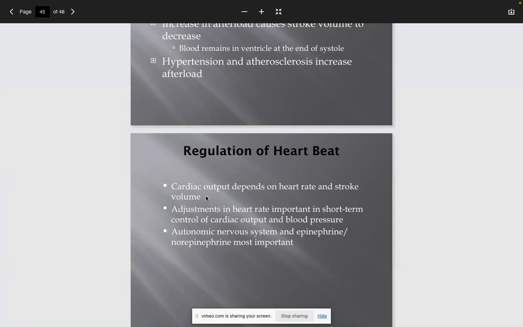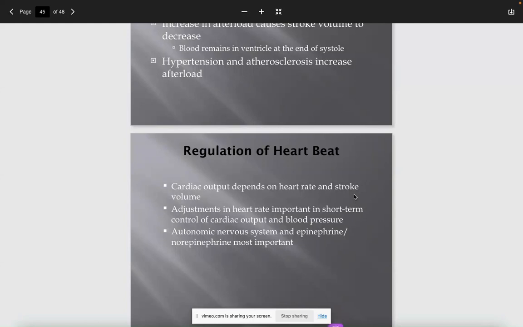This is a positive correlation. For example, if you decrease the stroke volume, how could your body compensate? By increasing the heart rate, right? This occurs oftentimes in patients that are undergoing shock. You have a decrease in stroke volume. Why? Because they're maybe losing blood, for example.